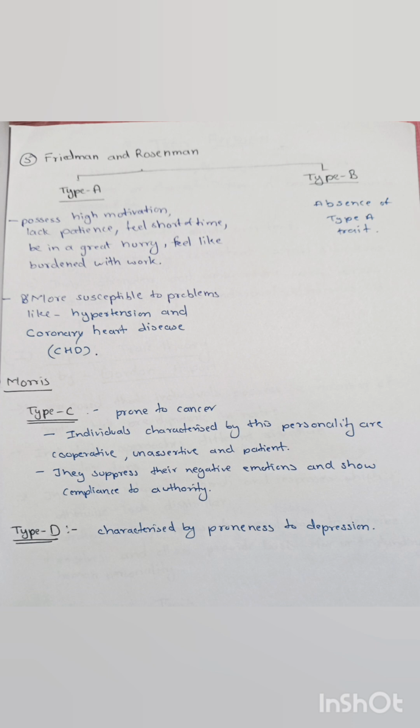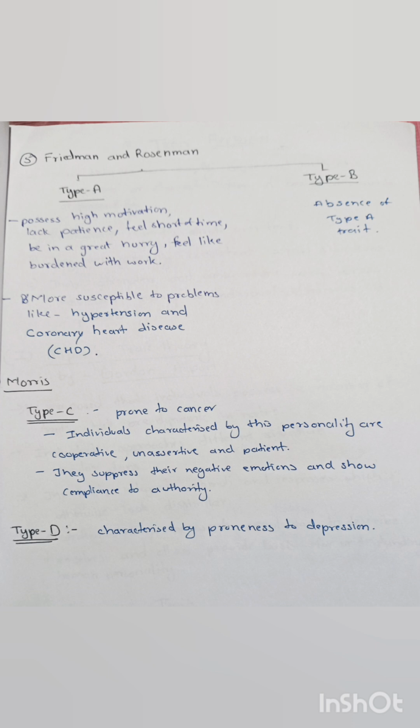Morris added the third personality, type C. These personality people are generally cooperative, unassertive, and patient, but they are prone to cancer because they suppress their negative emotions and show compliance to authority. There is also a type D personality which is prone to depression.